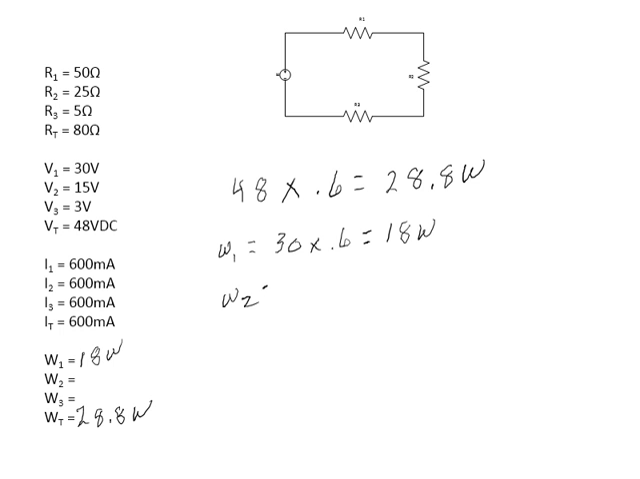The second resistor, we'll use the 15 volt drop, multiply it by the 0.6 amps, and that's going to give us 9 watts for that resistor. And then the third one, with the 3 volt drop times our current, is going to give us 1.8 watts for that resistor.